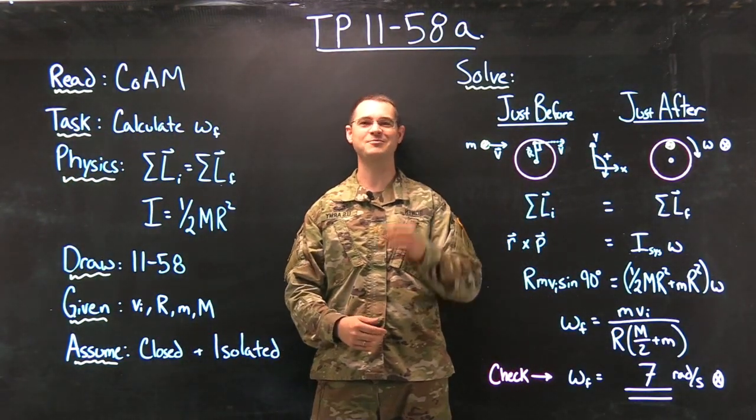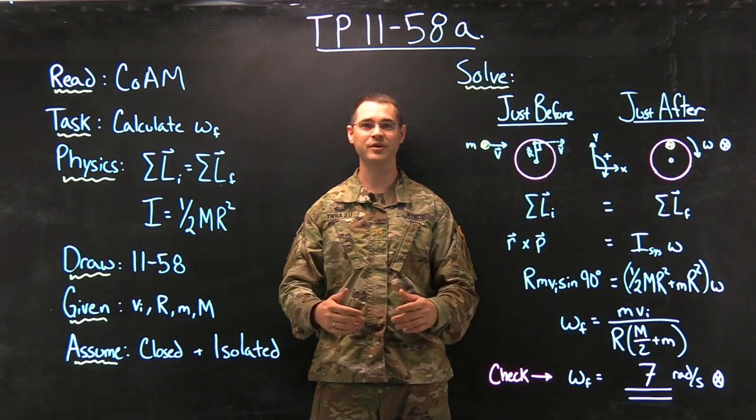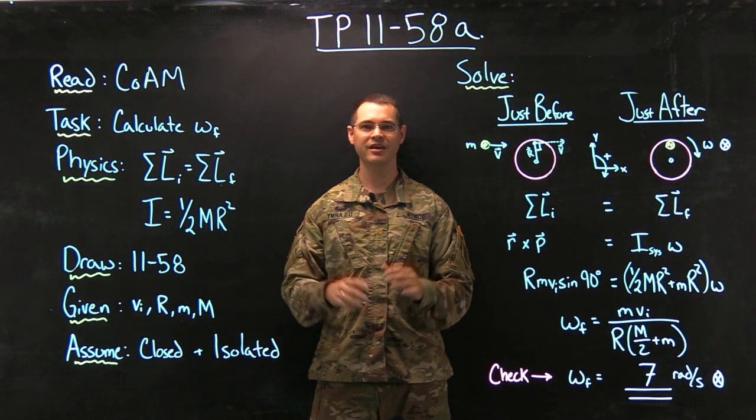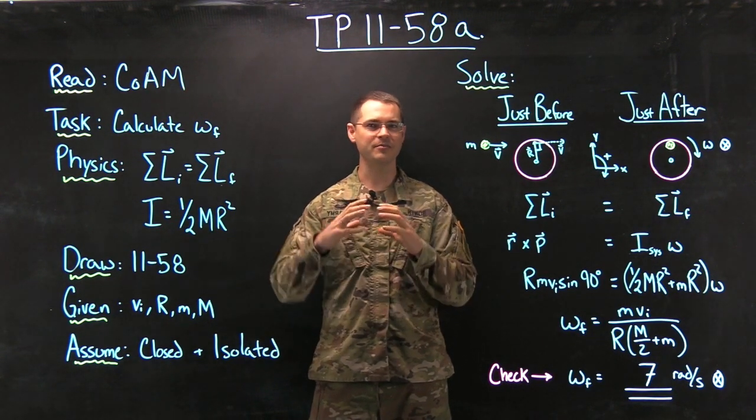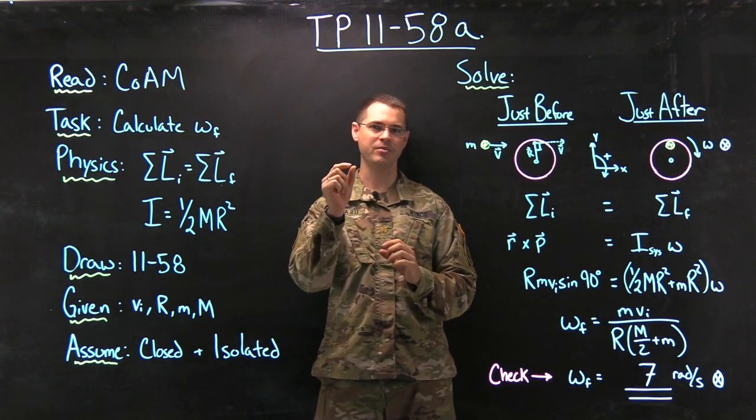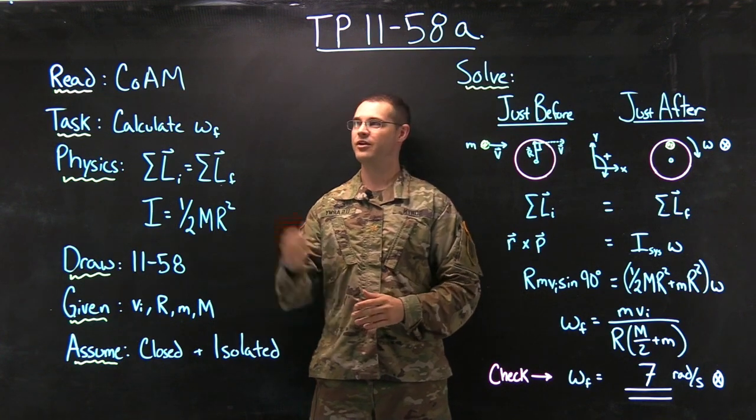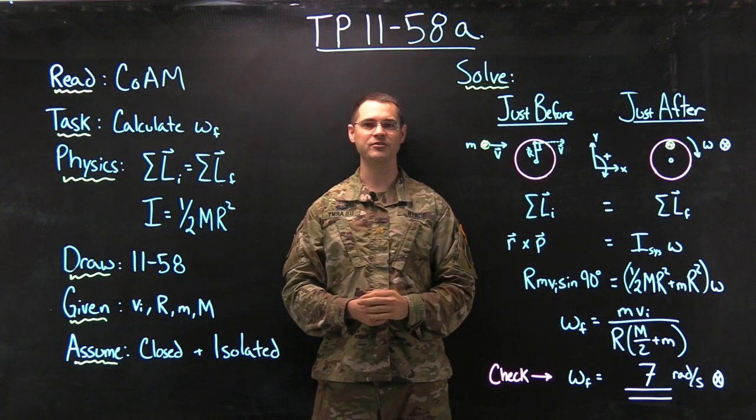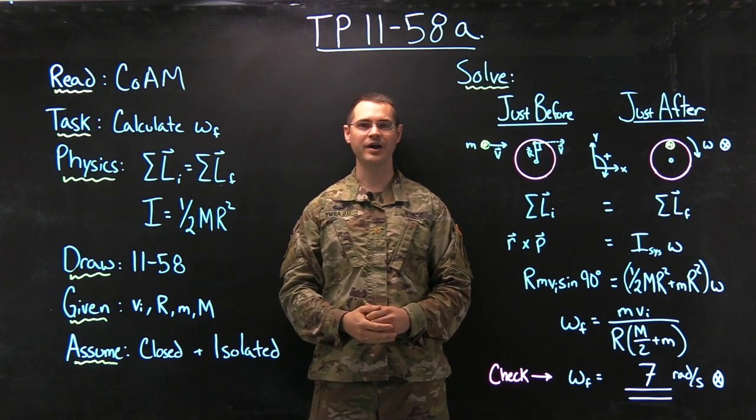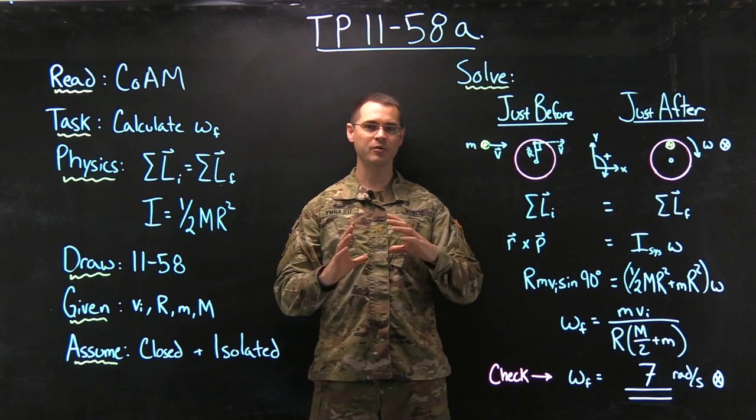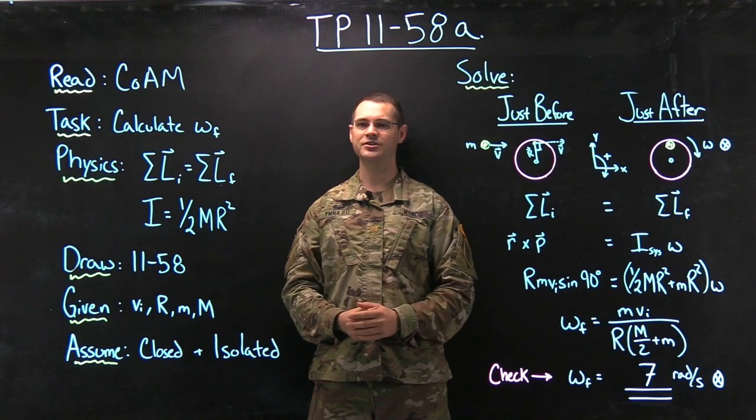Okay, so here we are at text problem 11-58 alpha for conservation of angular momentum. Now after reading the problem, you notice that there's a collision and there's some kind of rotation going on between a point particle and a disk. Therefore, it's a conservation of angular momentum problem with a collision. Our task in the problem is to calculate the final angular velocity of the rotating system after the collision.